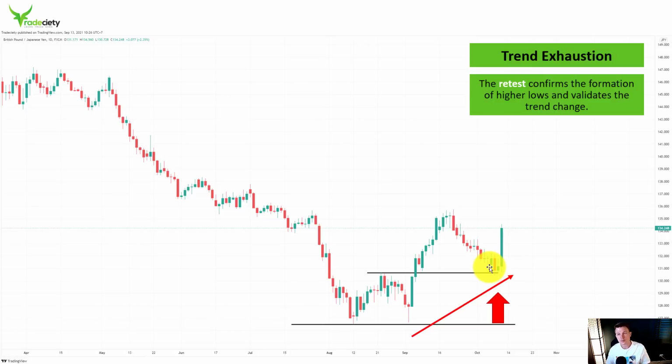So you have a few options on how to find trades. You could also use this information to build a position. So you could take your first entry on the breakout and then add to your position on the retest.